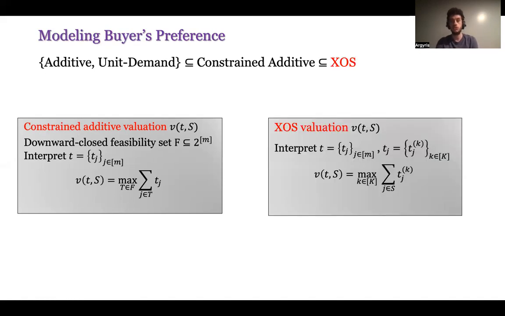The final class we consider is the class of XOS valuations. The class of XOS valuations contains the class of constrained additive valuations. If you are not familiar with what an XOS buyer is, I would like you to think about the class of constrained additive instead. All the results of this talk are about constrained additive or XOS valuations.